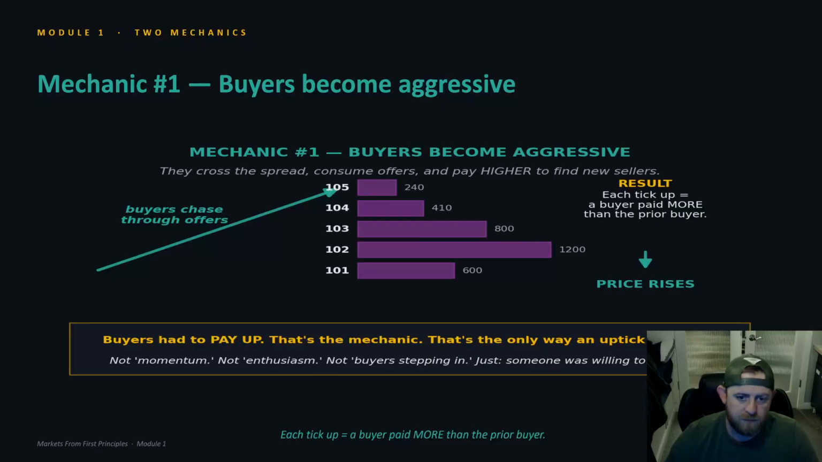I don't know why there's a down arrow for price rises. I don't know. Also, the way it works, it's not momentum. You'll say momentum, but that's shorthand for later. Nobody's stepping in. It's just somebody going, all right, cool, I'll pay more than that last guy because I want my chair.